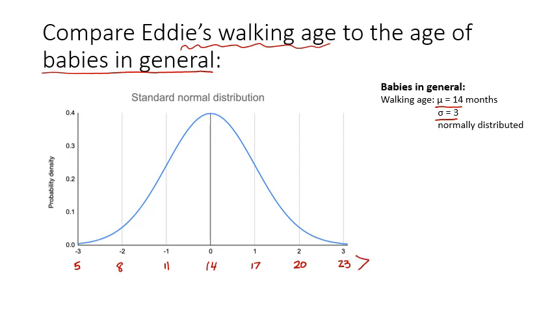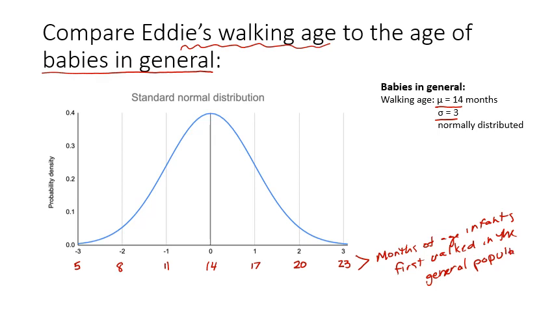These numbers are referring to the months of age infants first walked in the general population that they were measuring. This isn't saying that these are typical ages necessarily for people in general. These are made up data. So that's what that represents. And of course, these are the raw scores and these are the z-scores up above. So what we're going to do is find out Eddie's walking age and compare it to what we know about this distribution.